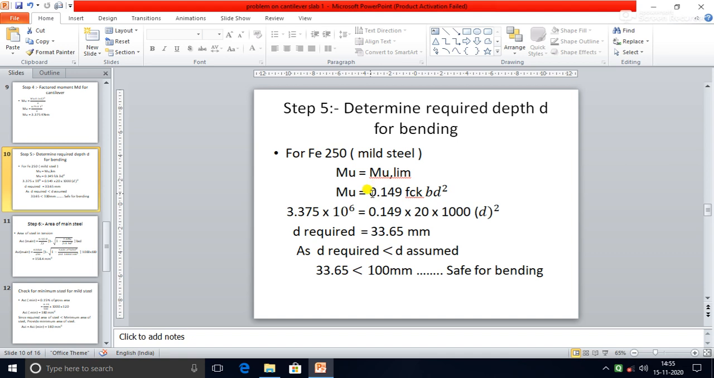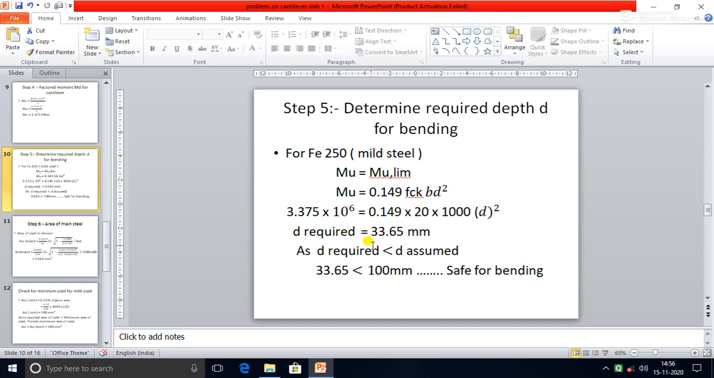So for Fe 250 the Mu limiting value is 0.149 fck bd square, where fck is the concrete grade, that is 20. B, the width, we have considered as 1000 mm, that is 1 meter. We have to calculate d square, where d is the required depth for this given ultimate bending moment. So d required is equal to 33.65 mm. After calculation of all these values, we have d required as 33.65 mm, and we have assumed the effective depth as 100 mm.